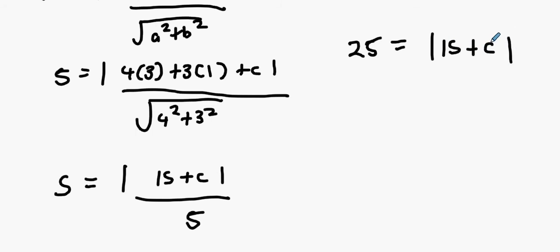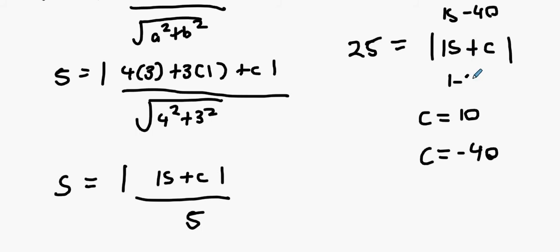You don't have to do the quadratic. What's one really obvious answer? C equals 10. What happens if C equals 10? You're nearly right. C equals 10 would give me 25, wouldn't it? What happens if you do C equals minus 40? Where you get 15. What's 15 minus 40? Minus 25. And what's the modulus of minus 25? 25. There's your two answers there.